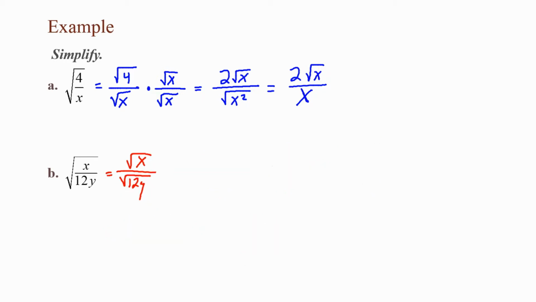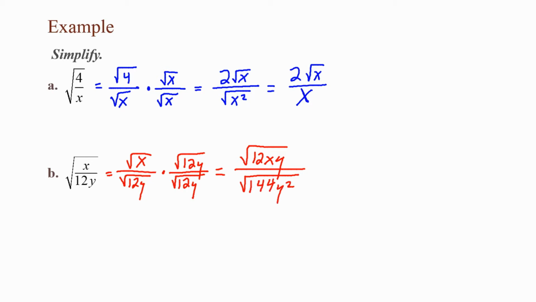The other way I can work this problem is by multiplying top and bottom by our square root in the denominator, which would be 12y. So multiplying by the square root of 12y divided by the square root of 12y, on top I would have the square root of 12xy divided by the square root of 144y squared.